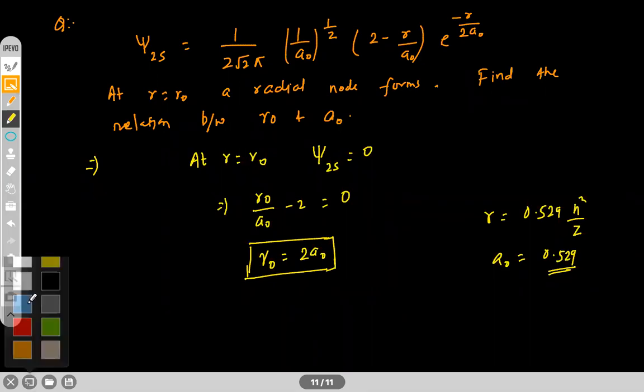Okay, so we are going to start a new chapter, and that is periodic properties.